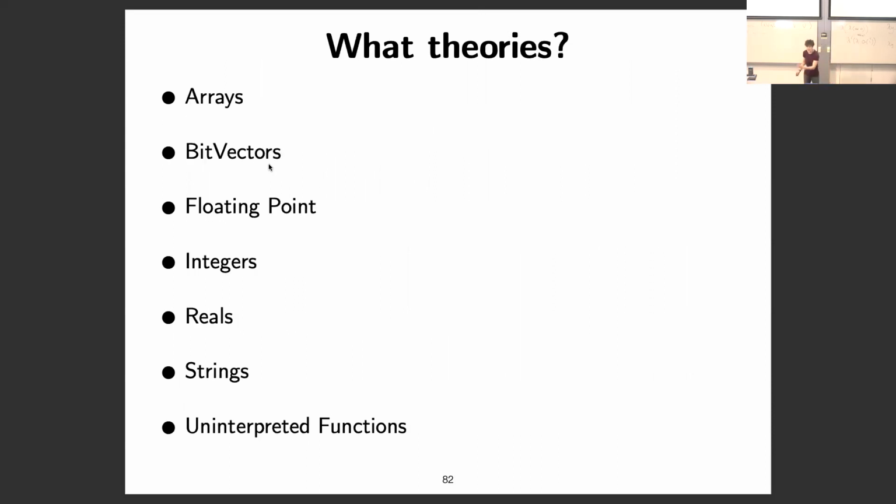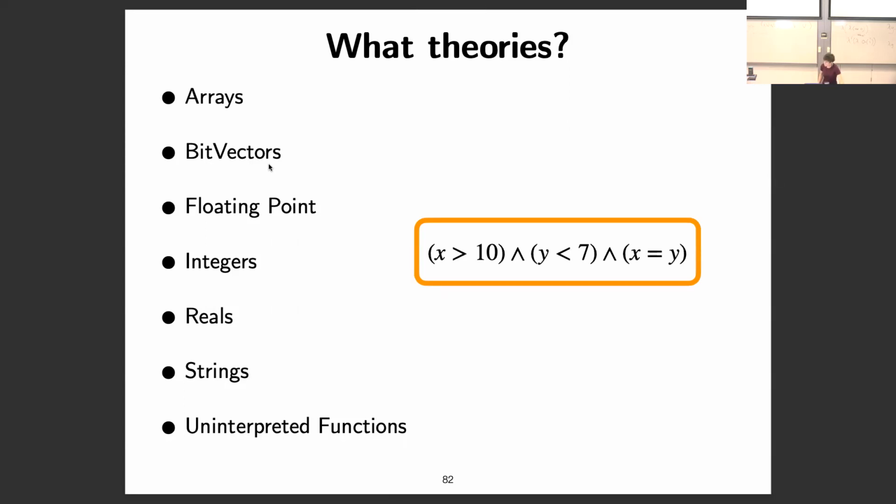Those theories can be things like arrays, bit vectors, floating points or integers. You can see how the theory affects whether something is T-valid, T-satisfiable or T-unsatisfiable. For instance, bit vectors versus integers makes a difference, because with bit vectors I have overflow behavior, and with proper mathematical integers I don't. For instance, this is in linear integer arithmetic: we've used greater than, 10 and 7. Integers are our theory.